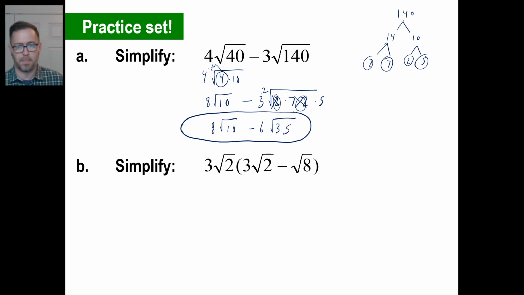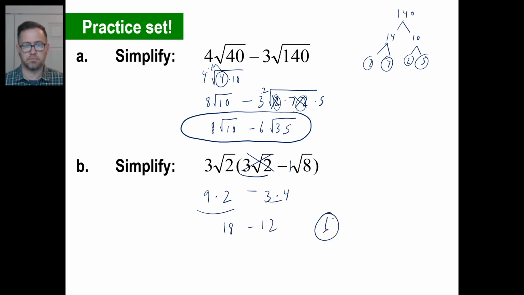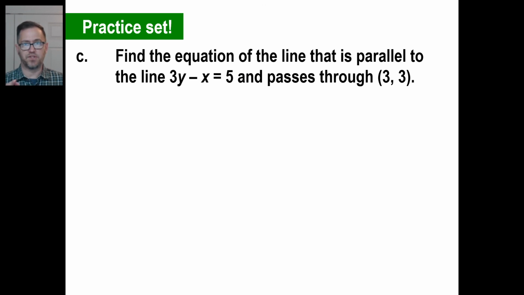Go ahead and pause it and try B. All right, let's take a look at B here. We're just going to distribute the 3 square root of 2. So let's do this one first. 3 times 3 is 9. The square root of 2 times the square root of 2 is the square root of 4, which is 2. No need to take extra time doing that. Gone. And then we have a 3, and of course 3 times negative 1 is negative 3. And then the square root of 2 times the square root of 8 is the square root of 16. Well, the square root of 16 is 4. All right, so now we have 18 minus 12, and the answer is 6. That's all you need to do. You can have real number answers, integers as your answers. That's totally fine, okay? All right, give C a whirl.